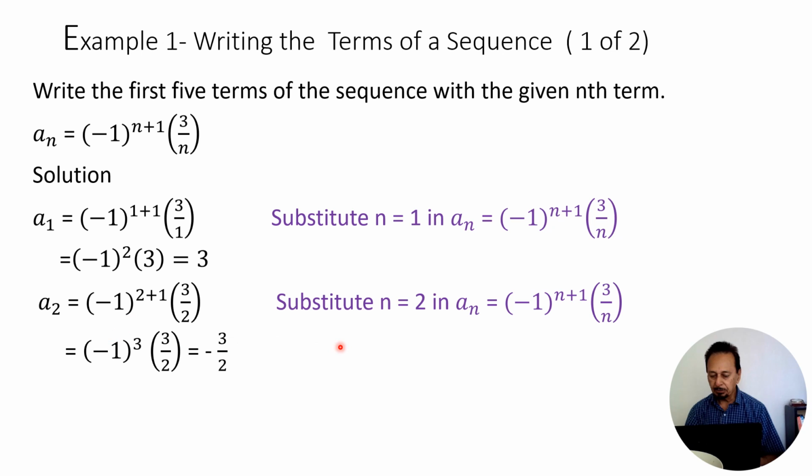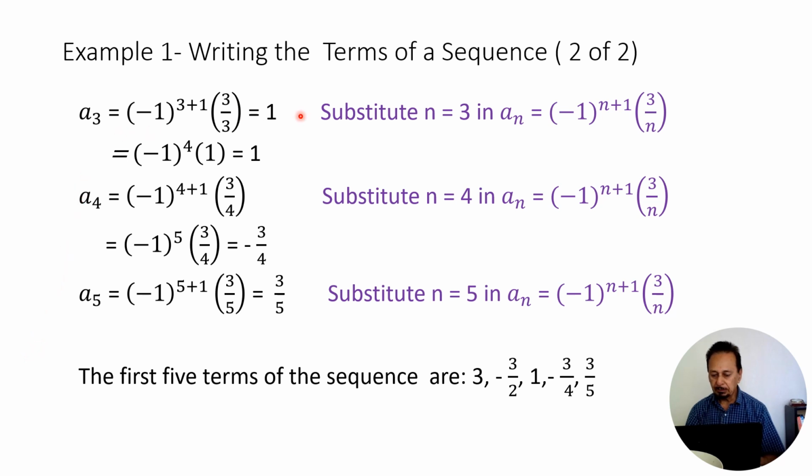Now to find the second term, we substitute n equals 2 in the given nth term formula. So it becomes negative 1 to the 2 plus 1 and 3 over 2. Now again 2 plus 1 is 3, so negative 1 to the power 3 is negative 1, and times 3 over 2, so the second term is negative 3 over 2.